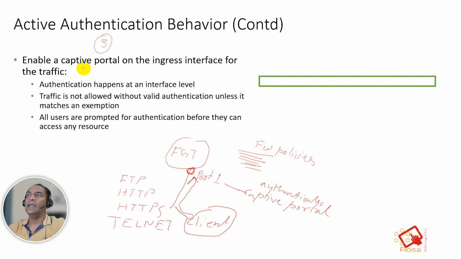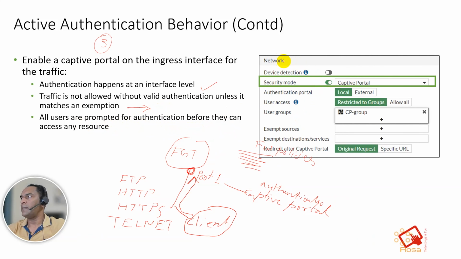So enabling a captive portal on the ingress interface for the traffic, authentication happens at an interface level. Traffic is not allowed without valid authentication unless it matches an exemption. So we have an option to create exemptions. All users are prompted for authentication before they can access any resource. If you see here, under that interface, you have to set security mode to captive portal, and then choose which user group. So this captive portal is restricted to this group, and there is a redirect after captive portal option for where they will be redirected.